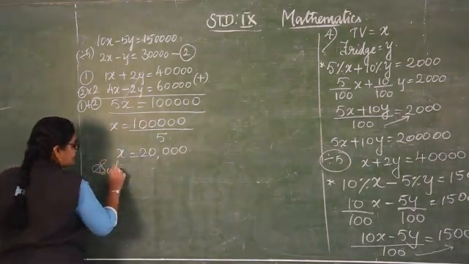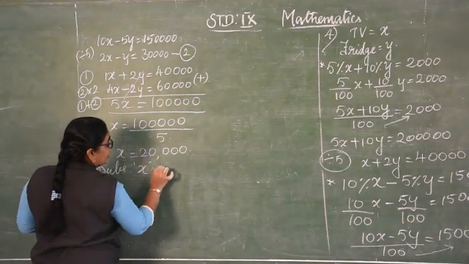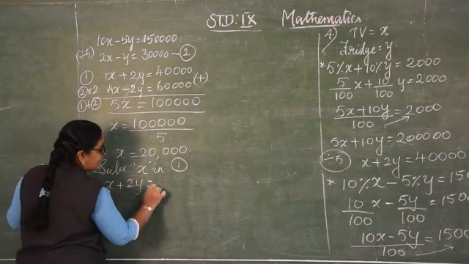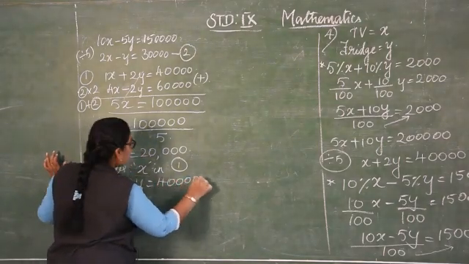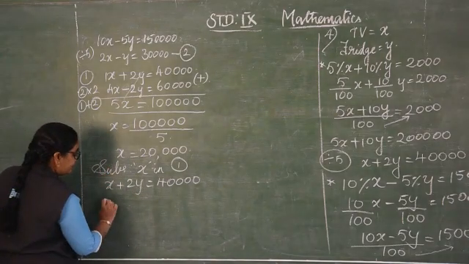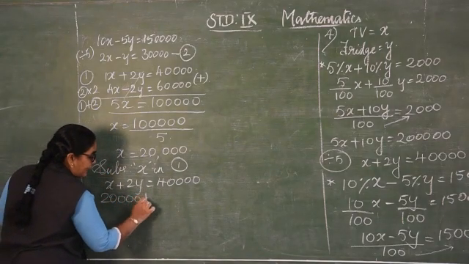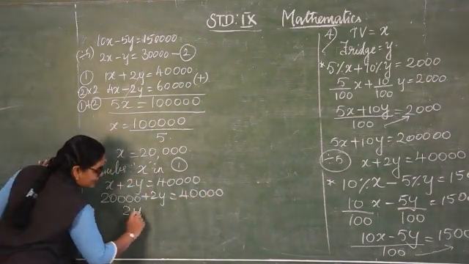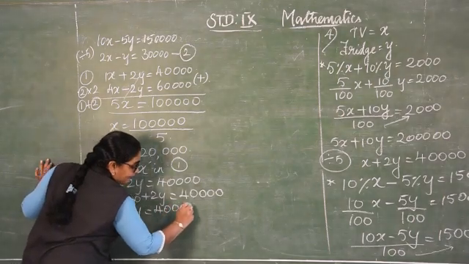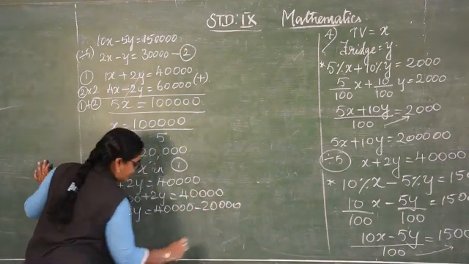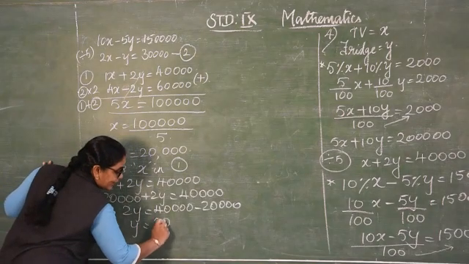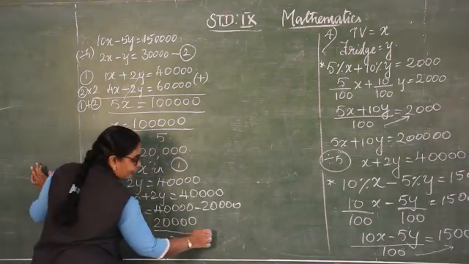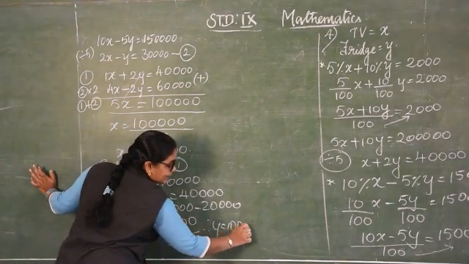So substitute x in whichever equation you want. First equation, all are addition only. So x plus 2y is equal to 40,000. X value is equal to 20,000. So 20,000 plus 2y is equal to 40,000. So 2y is equal to 40,000 minus 20,000. So y will be 20,000 divided by 2, because this 2 comes down. So therefore y value is equal to 10,000.